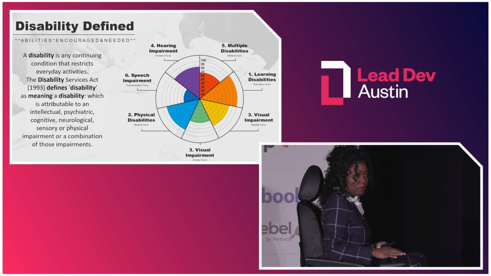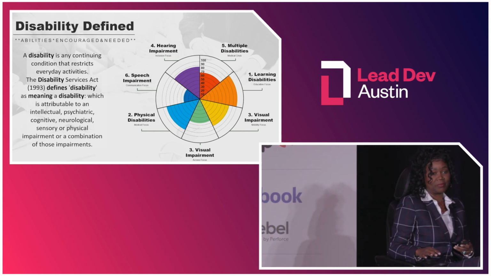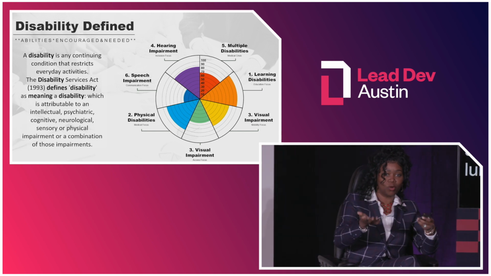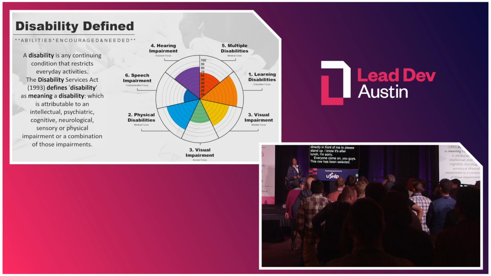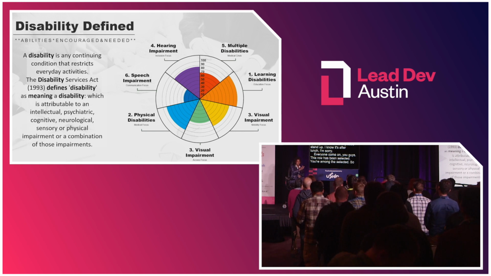I know it's after lunch, I'm sorry. Everyone, come on, you guys. This row has been selected. You're among the selected. So I'm going to count the first row, and I'd like you to do the same. 1, 2, 3, 4. Number 5 and 6 can sit down, and then we'll do the same going forward.